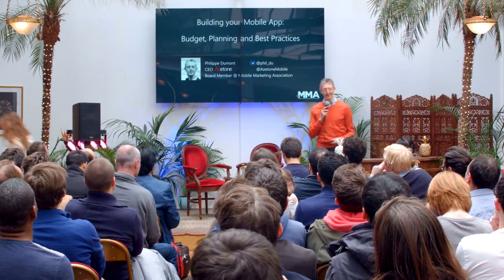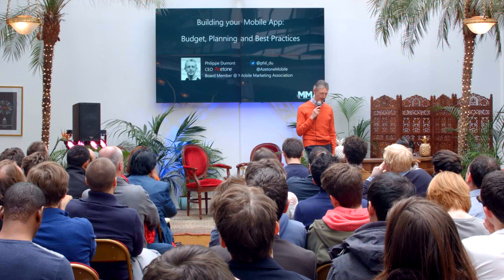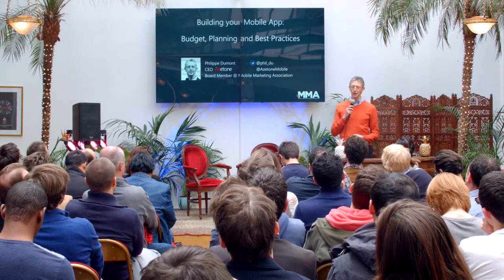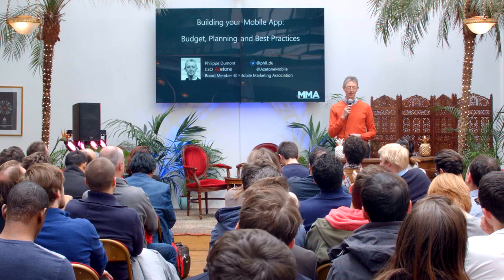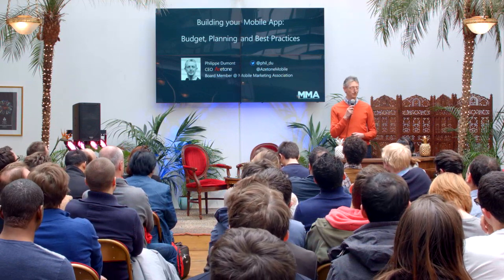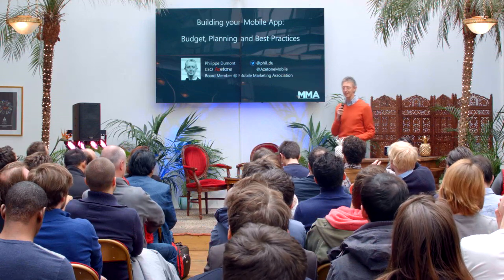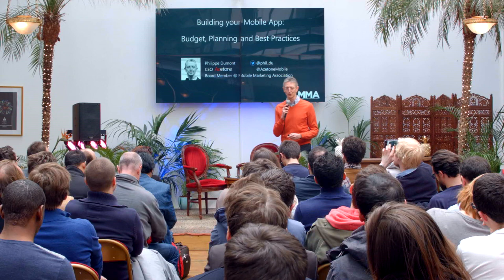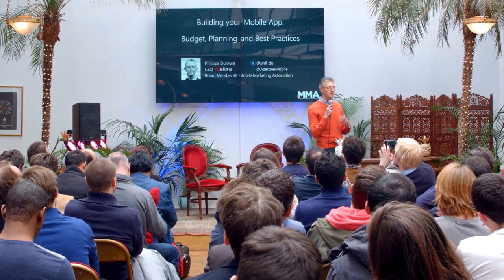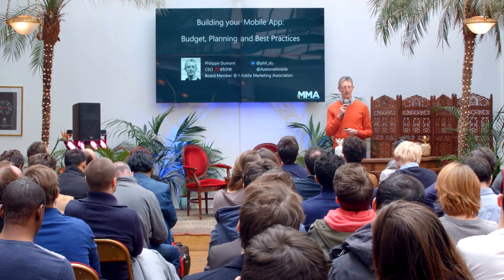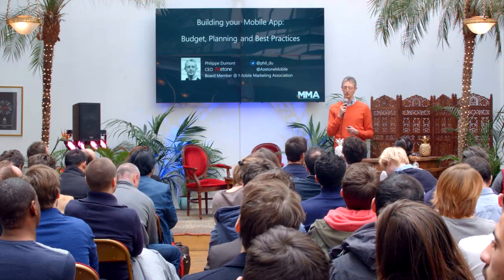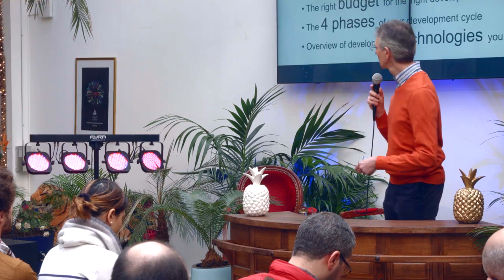Okay. And as Anne-Laure was telling you, my name is Philippe Dumont. I'm the CEO and co-founder of a company called Azetone, which is a mobile A/B testing and personalization platform. And the idea is not to talk about that today, even though I'll be happy to share with you some ideas about what we're doing. But the idea is more to talk to you about what I do as a part of the board of the Mobile Marketing Association. And as Anne-Laure was saying, the Mobile Marketing Association is very involved in developing best practices, developing understanding, developing ideas about how to be more successful on mobile. And that's basically what I'm going to talk about today.